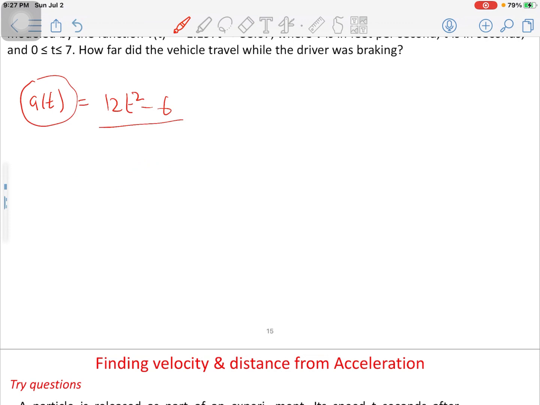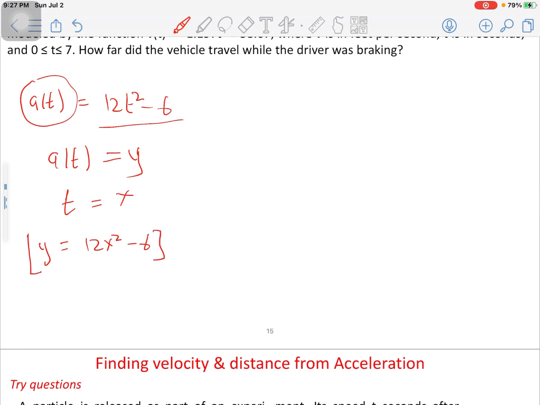So let's take it this way. Assuming that our a of t is equal to y, let's assume that way. I want to use letters where you are not going to be confused, but we can also use that one as well. And assuming that our t also represents our x. So if you want to remodify this, you can rewrite it as y equal to 12x squared minus 6.